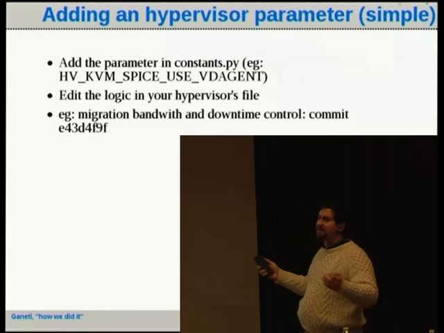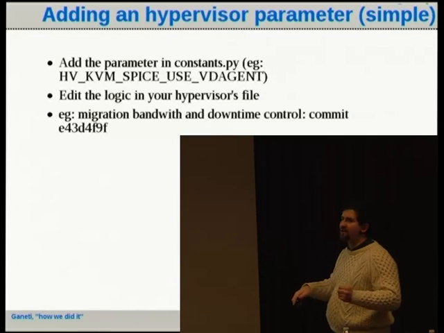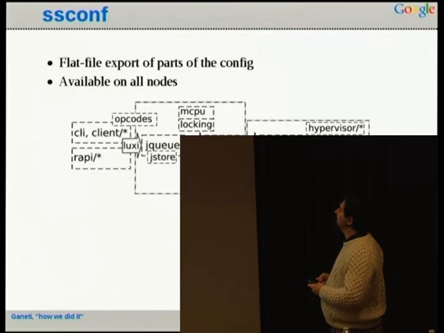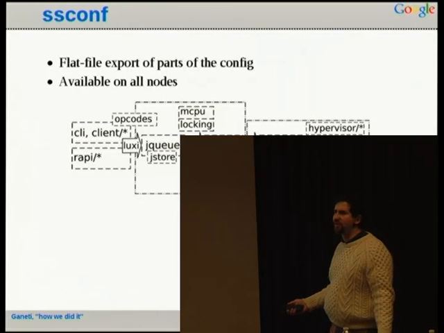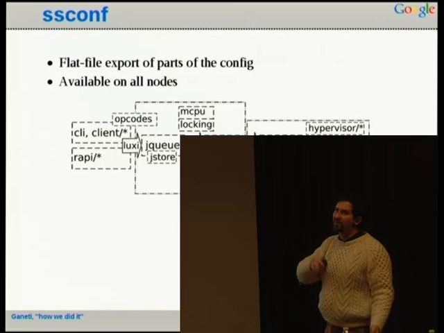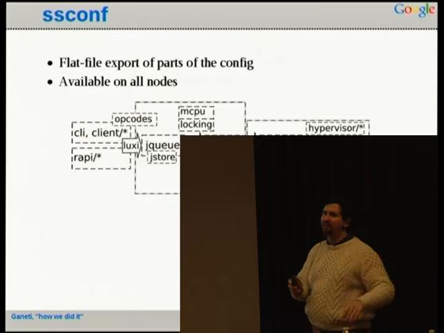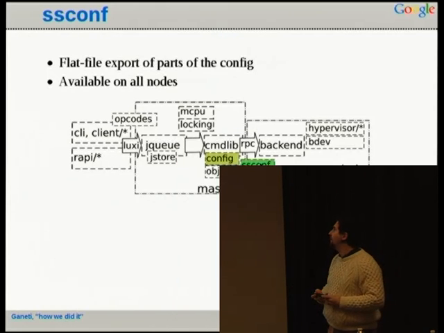Everything else Ganeti does for you. So if you add the parameter and then you install a Ganeti version, the config here and the objects will take care of seeing, oh, there's a new parameter. I don't have it for all the virtual machines. You define both the parameter in constants and the default value, so it will just slap the default value on all the virtual machines. You don't need to take care of upgrading.